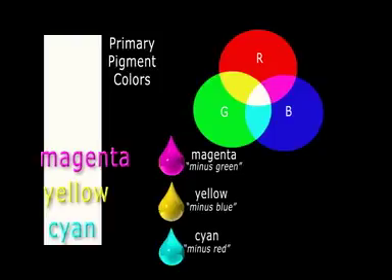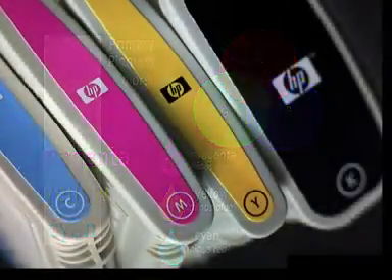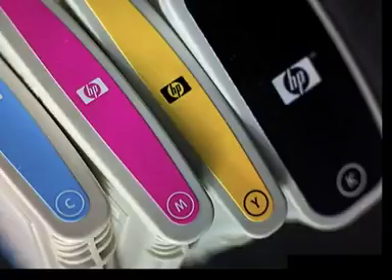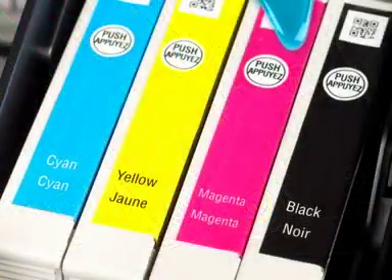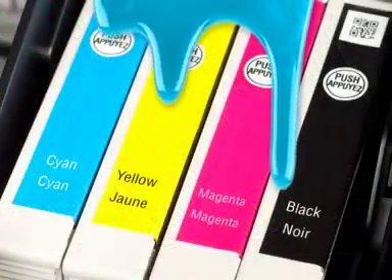That's why inkjet printers use these primary pigment colors in your printer: cyan, yellow, and magenta. And since you use a lot of black ink, they mix all three together and give you a separate black cartridge as well.